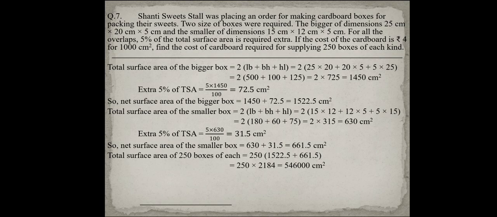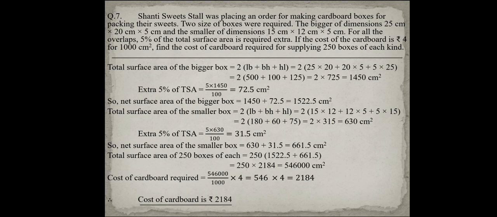Now the rate of the cardboard is rupees 4 for 1000 centimeter square. It means per 1000 centimeter square. So we will divide by 1000, then multiply by 4. That is equal to 546 into 4, 2184. So therefore the cost of cardboard is rupees 2184.